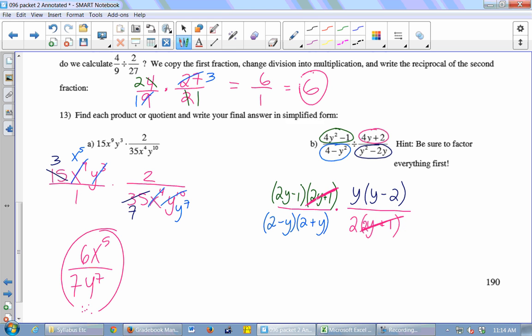So this guy, I'm out of colors here, and this guy are a fancy form of negative 1. Y minus 2 over 2 minus y. When you change the order of the subtraction, it becomes a fancy form of negative 1. So those are going to cancel and create a negative. And now I'm just going to write out everything that's left after my canceling. I've got a negative sign. I have y times 2y minus 1 and on the bottom, I have a 2 and a 2 plus y.